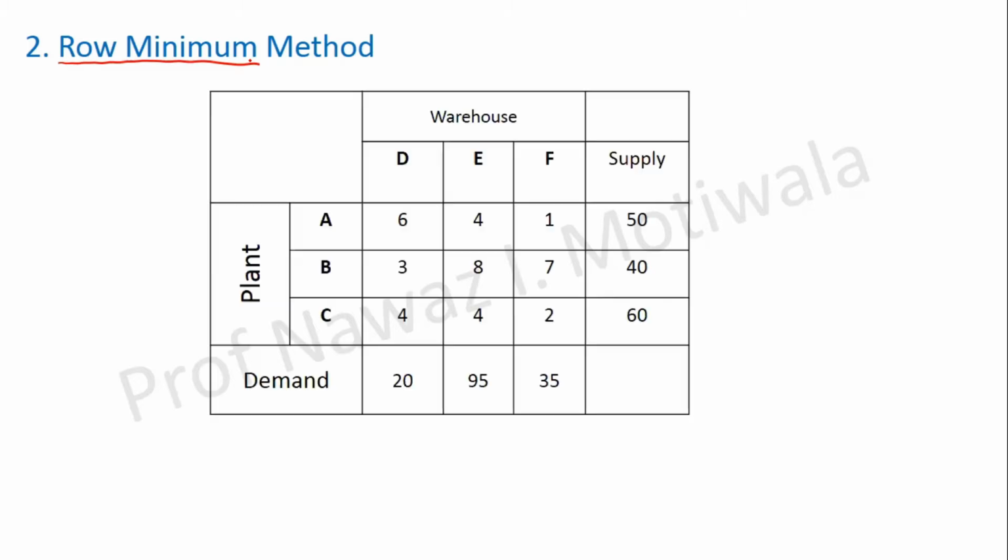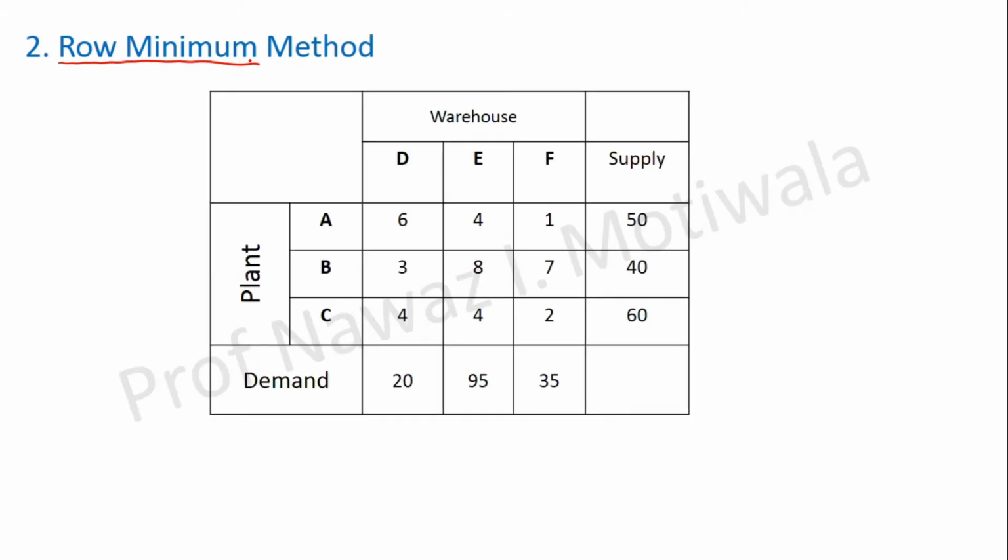So let us go for the second method. And the second method, the name of the method is row minimum. So again, you will be understanding: where do we have to allot first? Where will the allotment be? जहाँ पे रो में minimum number होगा, there will be allotment. Okay, let us start with that.